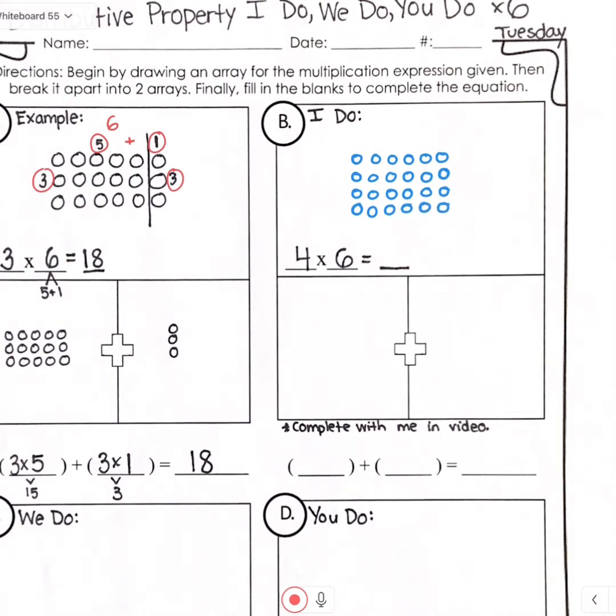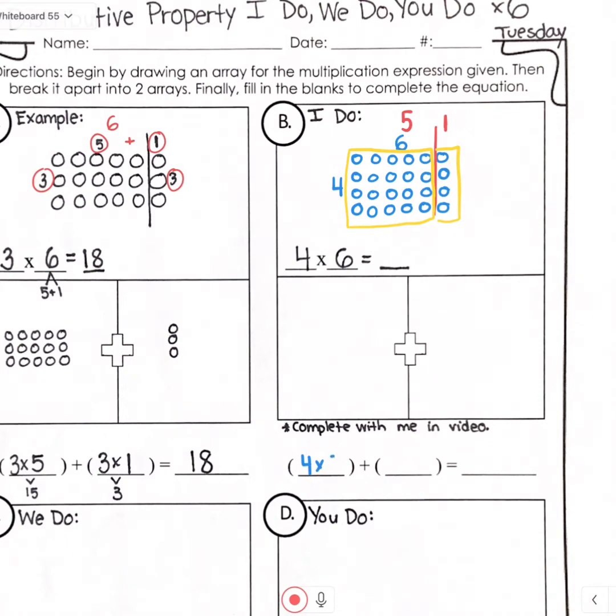So my original array up here is 6 times 4. I'm going to go ahead and break that 6 apart by drawing a line, splitting it apart into 5 and 1. So now I have an array, and I'm going to outline it for you with my yellow here. So now this array is showing 5 times 4, and this array is showing 1 times 4. So I'm going to go ahead and write 5 times 4 right here. Or I'm sorry, 4 times 5.